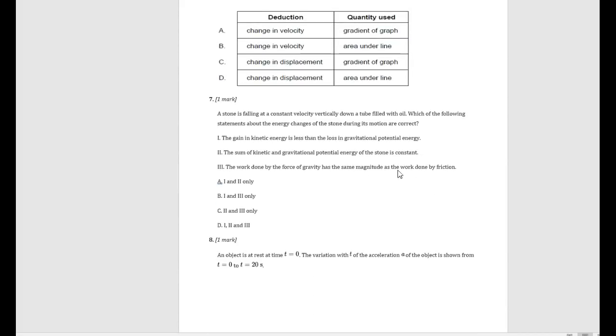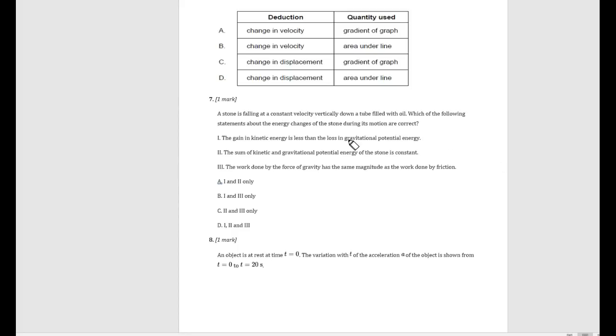Question 7. A stone is falling at a constant velocity vertically down a tube filled with oil. Which of the following statements about the energy changes of the stone during its motion are correct? So, context clues. Number 1, constant velocity.